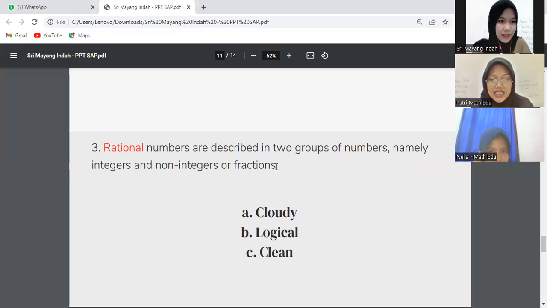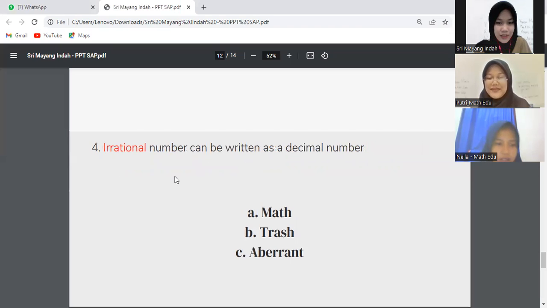All right, Nella, can you fix it? Do you know the best answer? I think the best answer for question number 3 is B, logical. Yes, great. So the best answer for rational refers to logical. Great. Okay, next one, irrational. Who's gonna answer?